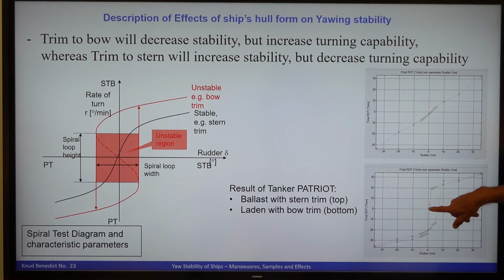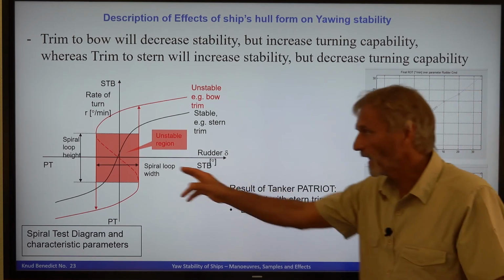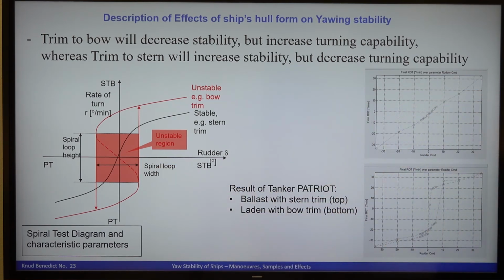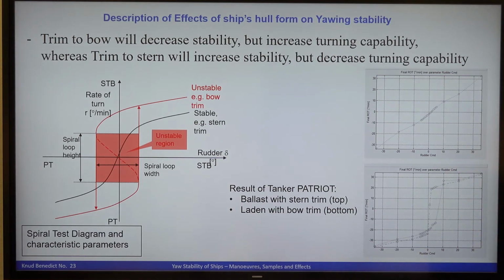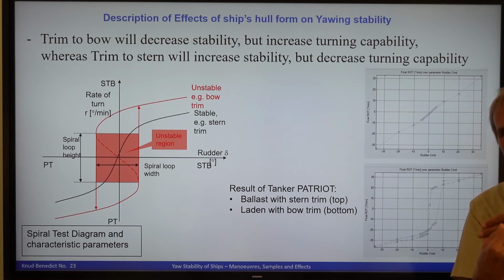You see here clearly that we get a range of instability of about 7 degrees. That is the spiral loop width, and the rudder angle of neutral effect is here about 4 degrees because of the paddle wheel effect of the propeller. But for these 4 degrees, you can get minus 20 or plus 20 degrees per minute turning rate. So this is the effect of trim, because the unstable forces and moments at the bow are much bigger than the damping forces at the stern.